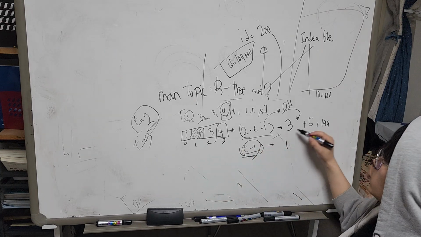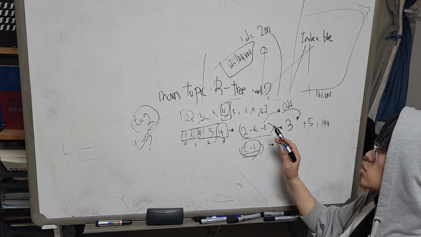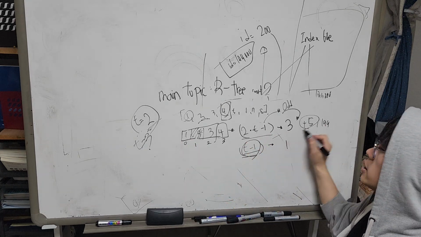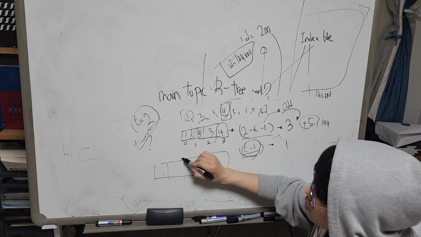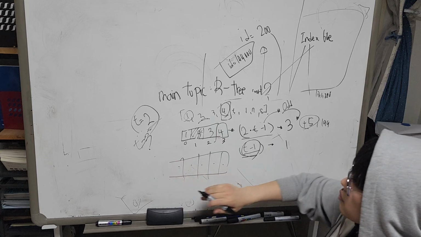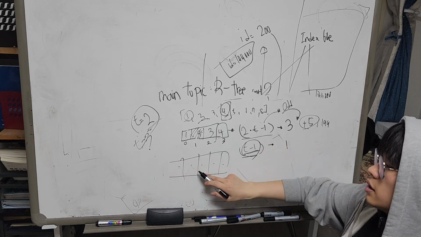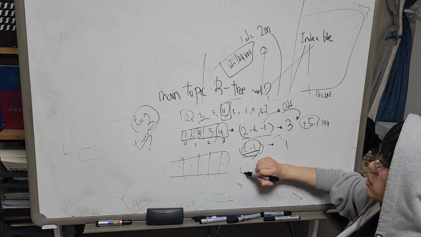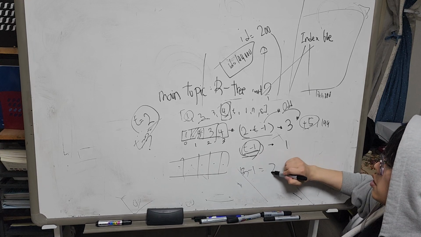Let's say we insert t equals 3, and 3 times 2 is 6, minus 1 is 5, right? The value is odd. Let's say there are 5 keys: 1, 2, 3, 4, 5. And t minus 1 is actually the middle key. In this example, 3 minus 1 is 2.